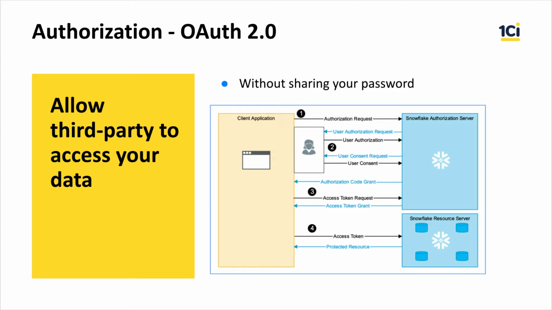OAuth has many different workflows, and one of the most common ones is called the authorization code workflow, and this is what you can see here on the slide. First of all, your client application, which is something you implement, wants to get access to, for example, Gmail, or some other third-party APIs. This application requests the authorization from Gmail or from some other provider that has this information.